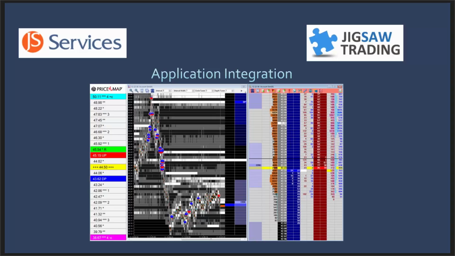Today I'm going to go over optimizing trade tactics, but I'm going to get into really the whole foundation of developing tactics, and then show how our new integration with Jigsaw works.